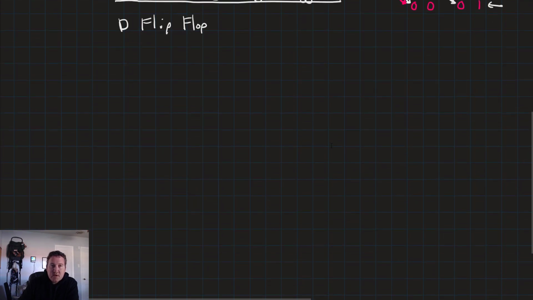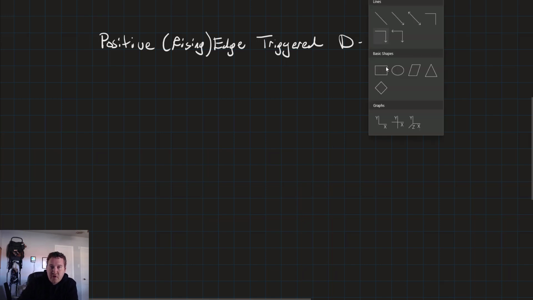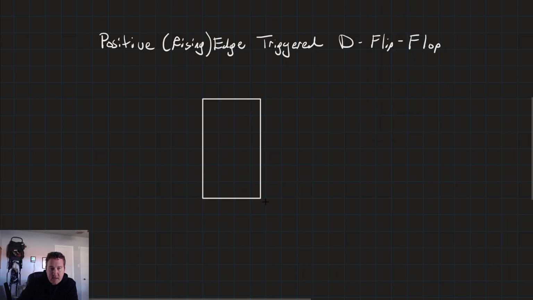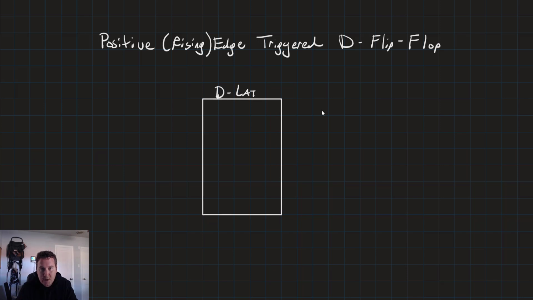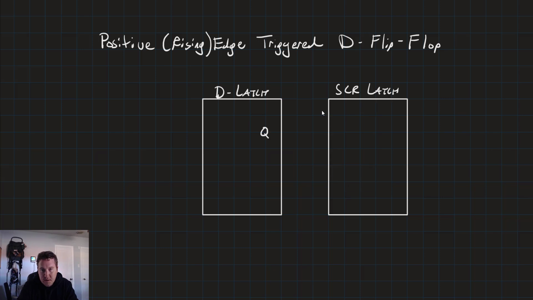Very quickly, let's talk about a positive or rising edge triggered D flip-flop. The structure is exactly the same. We'll have our D latch and our SR latch. So Q and Q naught, which feeds S and R. We still have control. We still have outputs Q and Q naught. Everything stays basically the same.